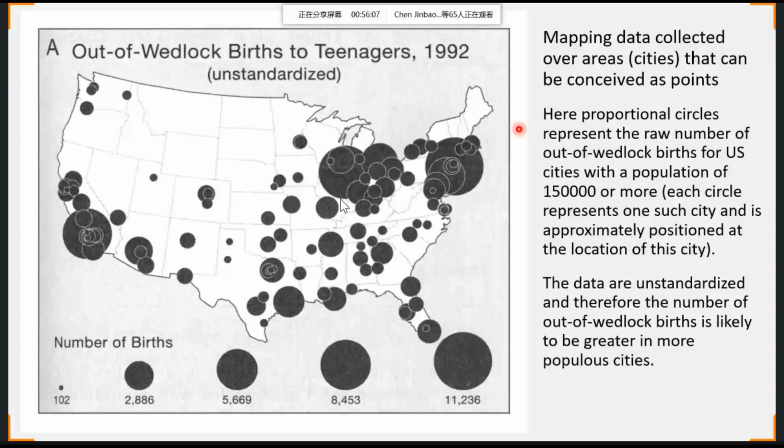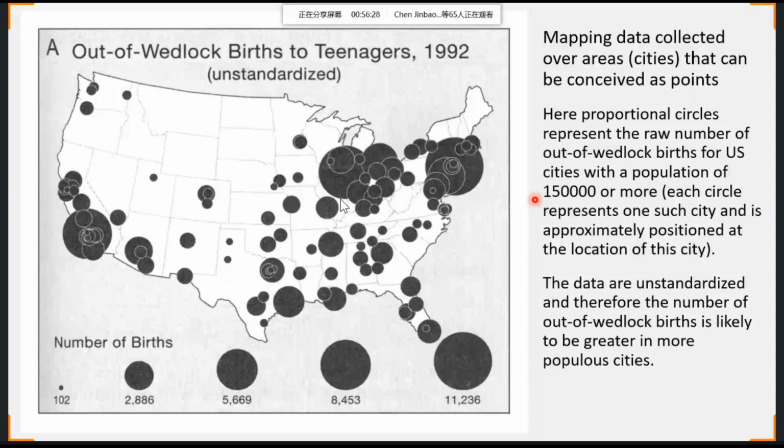Here, proportional circles represent the raw number of out of wedlock births for US cities with a population of 150,000 or more. Each circle represents one such city and is approximately positioned at the location of this city.